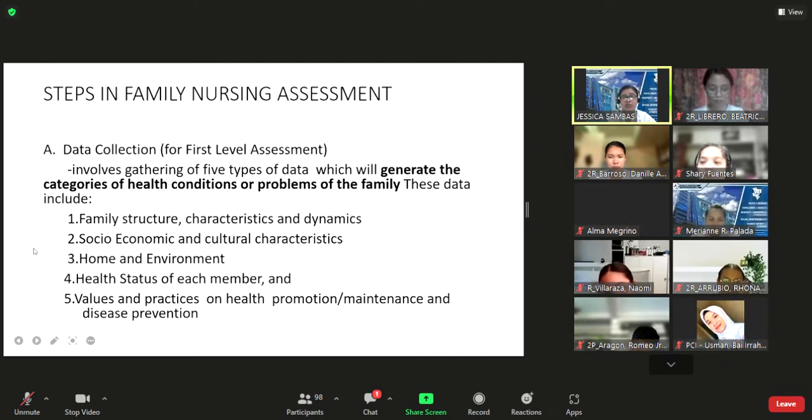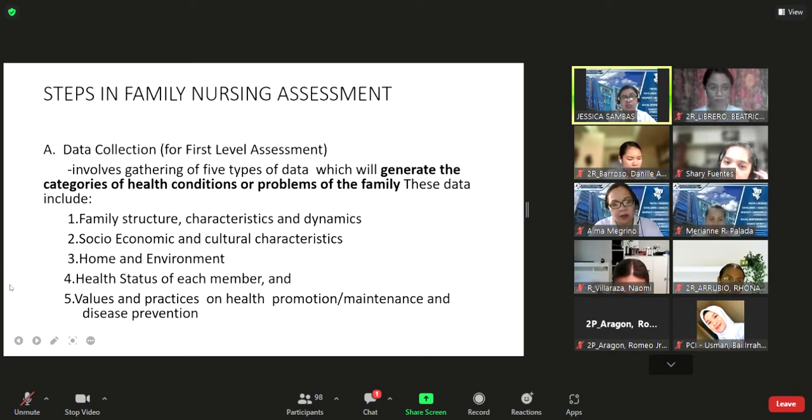So ito na yung sinasabi ko sa inyo with your family assessment guide. The data are categorized into 5: family structure, characteristics and dynamics; socio-economic and cultural characteristics; home and environment; health status of each member; and values and practices on health promotion, maintenance, and disease prevention. What you will need in your data collection to determine the health problem of your patient is your IDB, or initial database. Okay, klaro po ba?